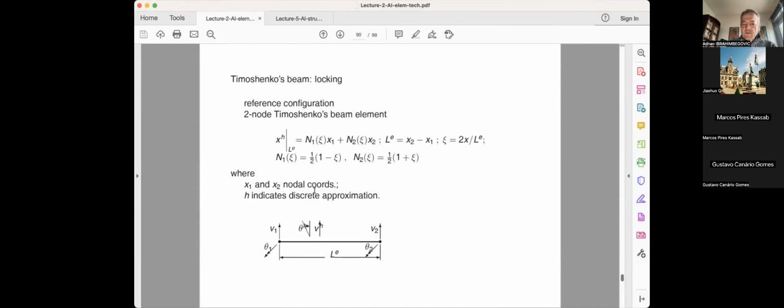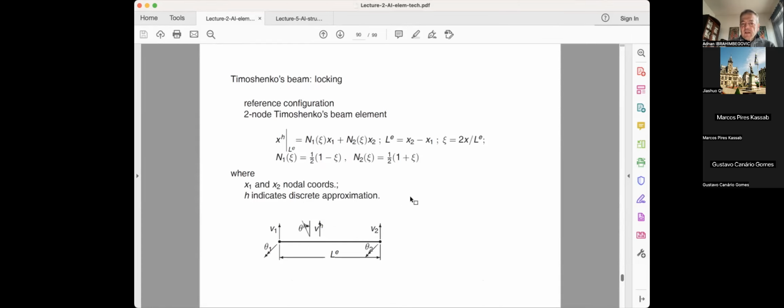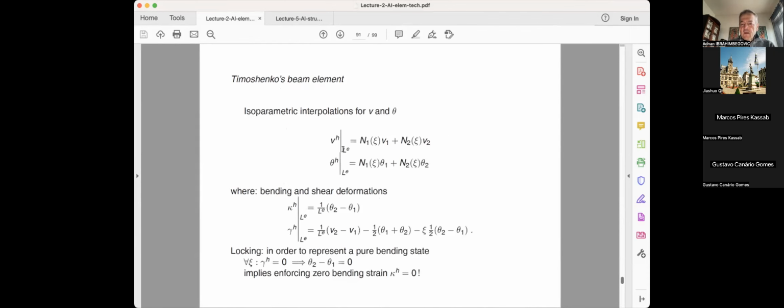Again, this was the type of interpolation that you have for the Timoshenko beam. I take my isoparametric element to represent, let's say, the two-node beam element, with the shape functions that I built for the parent element going from xi equal to -1 to xi equal to +1, the shape functions being 1/2(1 minus xi) and 1/2(1 plus xi). Then I build my theta and v in terms of these shape functions.